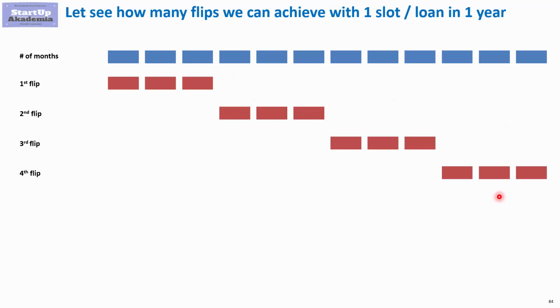And this is, as you can see, extremely important: being able to shorten the duration of the flip so you can do more flips with the same money. So that's in short. Let's move to the main drivers of flipping models and later on to modeling the business in Excel.